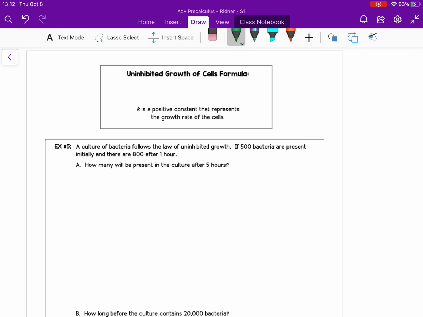All right, so another real world. So modeling is real world problems. So this entire unit or this entire section is about that. We could do something for growth of cells.